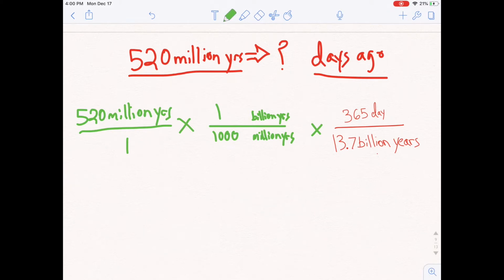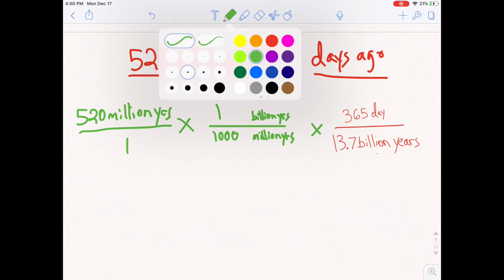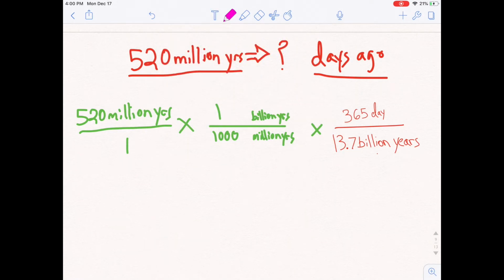And the most fun part about these is just canceling out all your units. It's so fun. Million years crosses out with million years. Billion years crosses out with billion years. We're going to be left with days, which is awesome. I don't know why that says day. We'll make that say days.